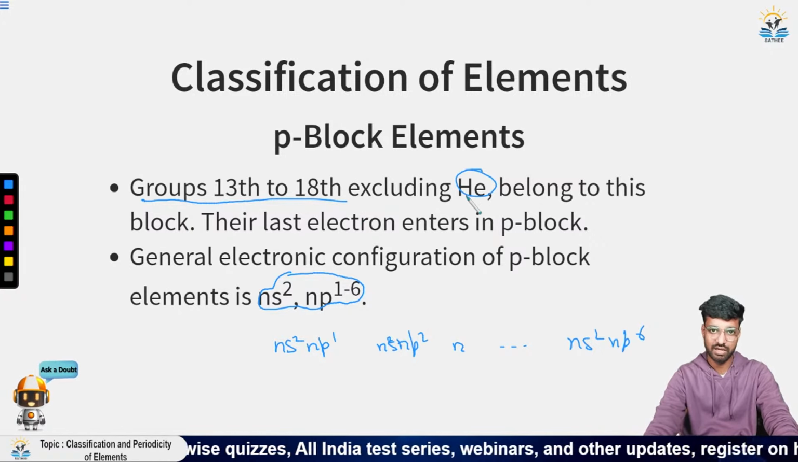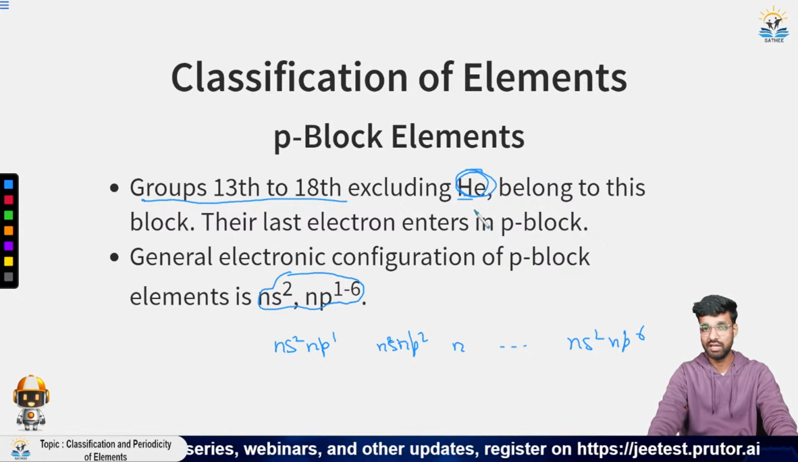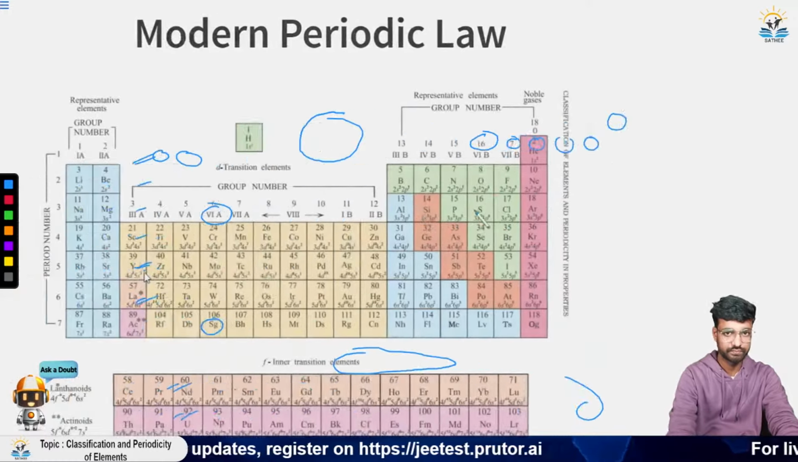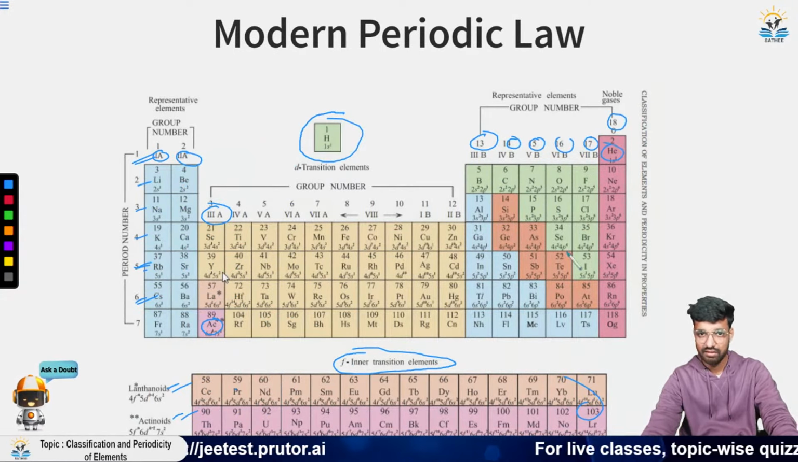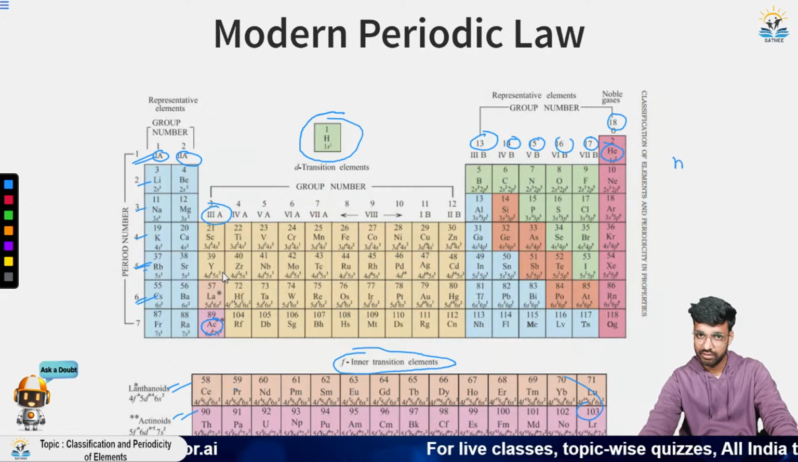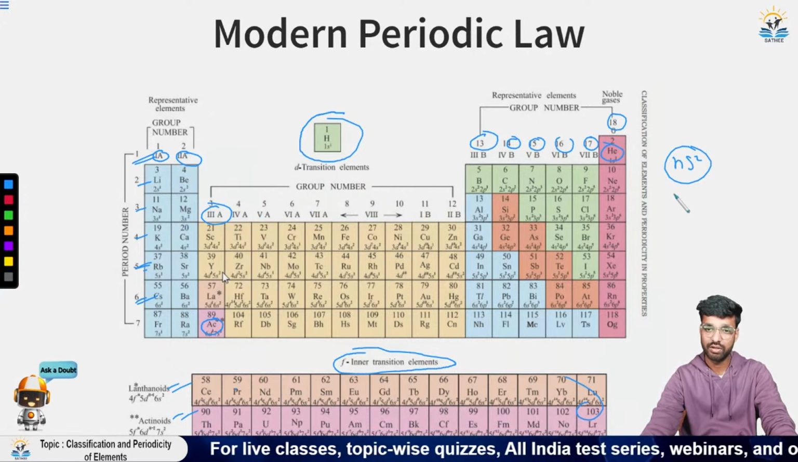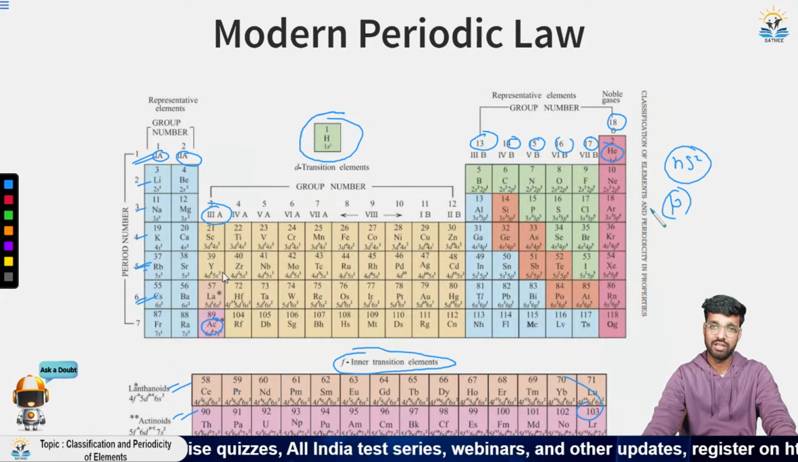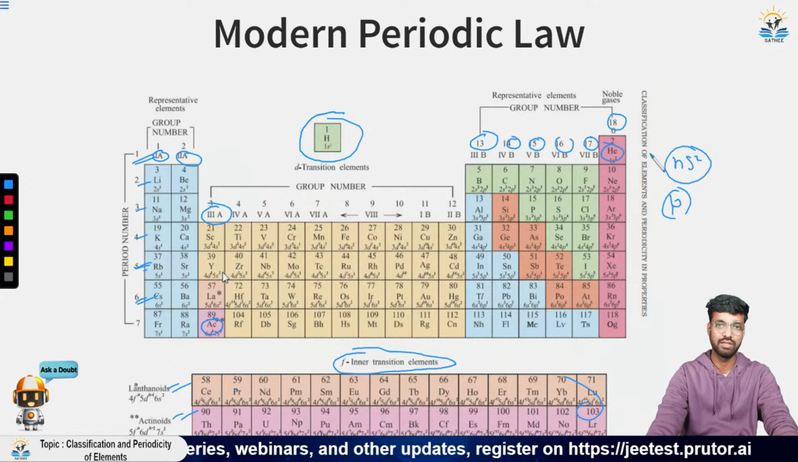Now this is a crucial point, and you should keep this in mind: we do not include helium here. If you look at this table, you can see very clearly that it has an ns2 configuration. So it is not a p block element, because in a p block element the p orbital should be the last orbital of the valence shell, but it is not so. So you can just exclude helium.